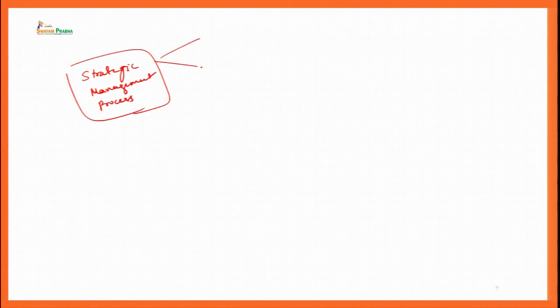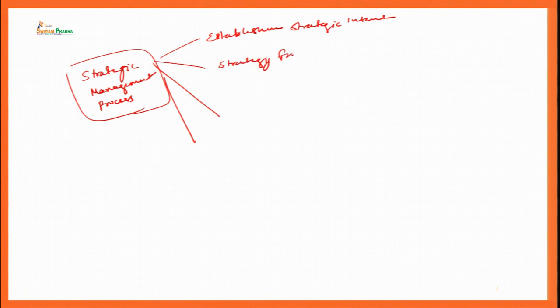Now let's head towards the strategic management process. A strategic management process has four stages. One is the establishment of strategic intent. Second is the strategy formulation. Third is the strategy implementation. And fourth is the strategy evaluation and control.